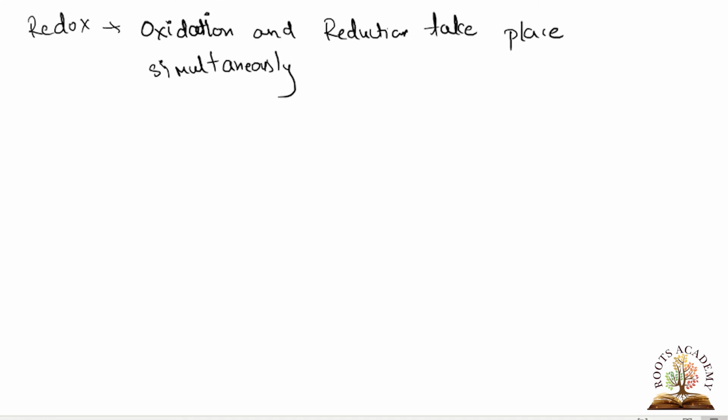Okay, so redox reaction is the reaction where oxidation and reduction take place simultaneously. इसको कहते हैं redox reaction. पर इन redox को पहले समझने से पहले हमें oxidation समझना पड़ेगा और साथ ही साथ reduction समझना पड़ेगा. तो oxidation क्या होता है?